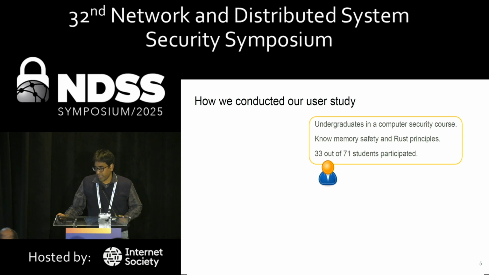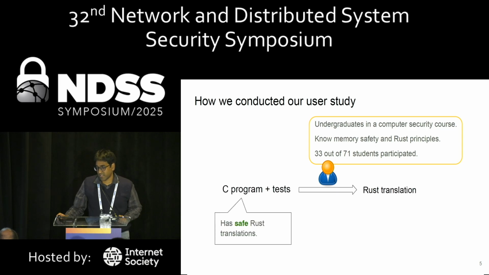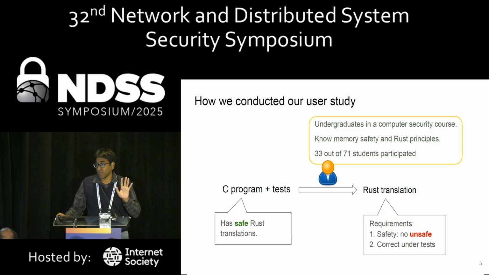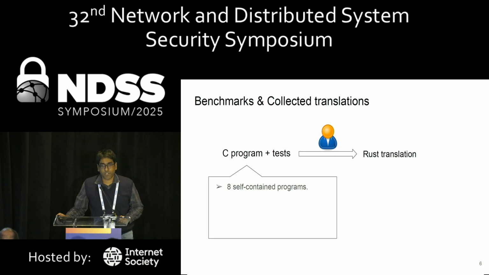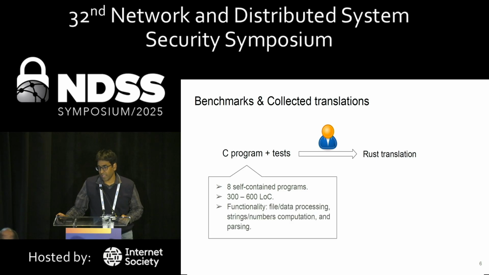The task is that we give each participant in the study a C program and a bunch of test cases, and we ask them to produce Rust code that is devoid of any unsafe Rust, meaning it's completely safe Rust. We ask the participants to make it correct under the given tests. There are a total of 8 programs taken from the Linux port of the BSD coreutils package. Roughly, they are 300 to 600 lines of C code, and the functionality is mostly to do with file and data processing, string manipulation, parsing, and so on.